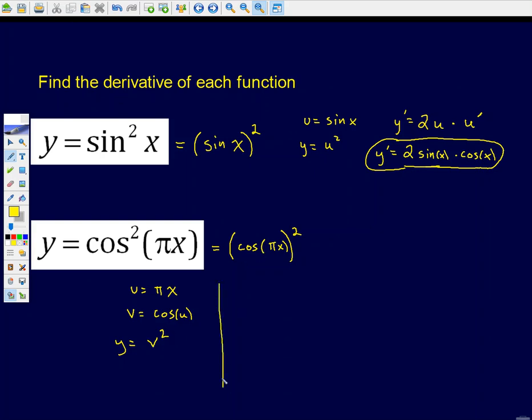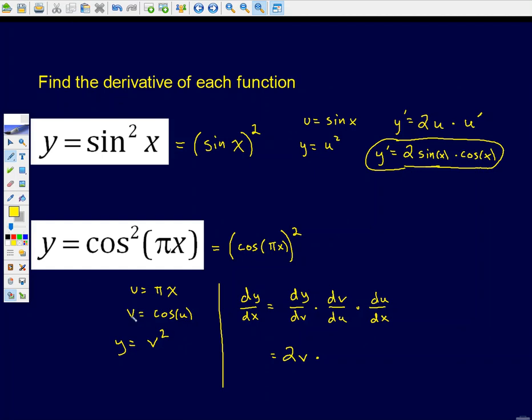Okay, but this time, to find dy/dx, it just requires 3 links in the chain. I've got to find the derivative of y with respect to v, and then v has a derivative in terms of u, dv/du, and then finally I can find the derivative of u with respect to x. And the fortunate thing is all 3 of these functions have simple derivatives. The derivative of y with respect to v is simply going to be the power rule. So it's going to be 2v to the first.